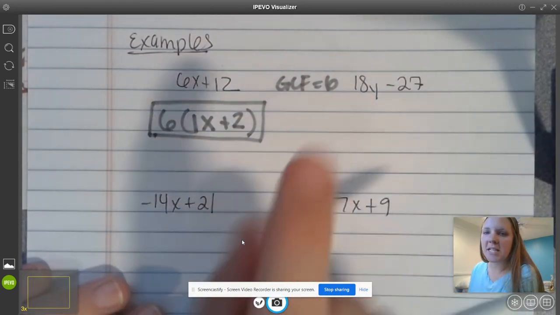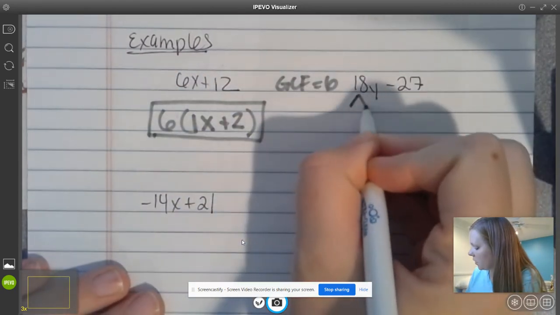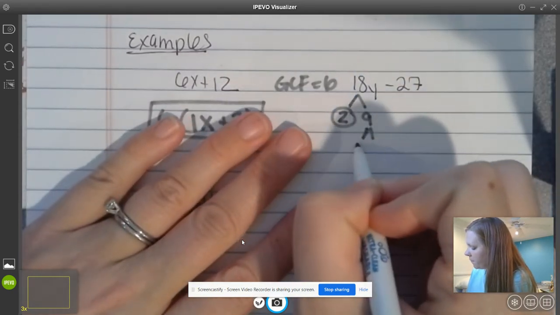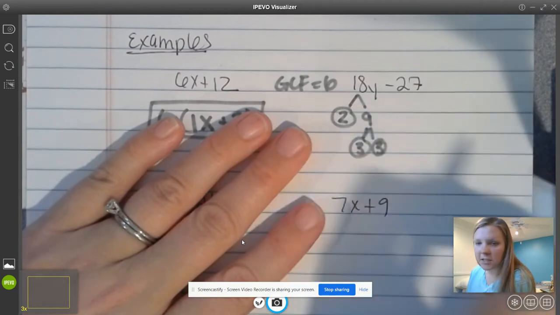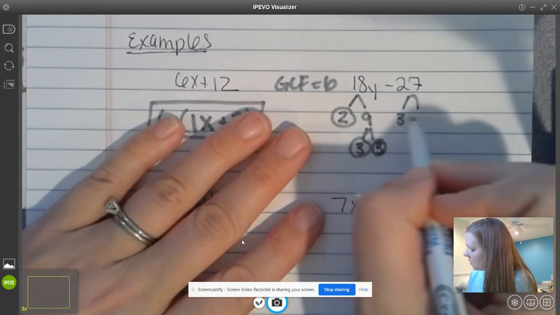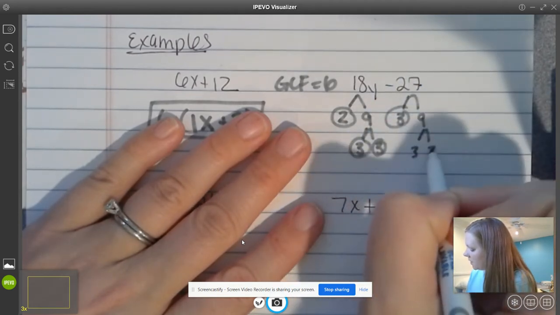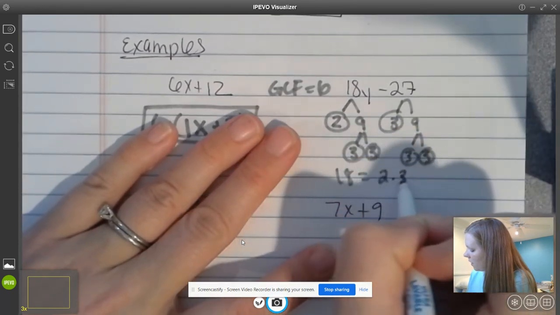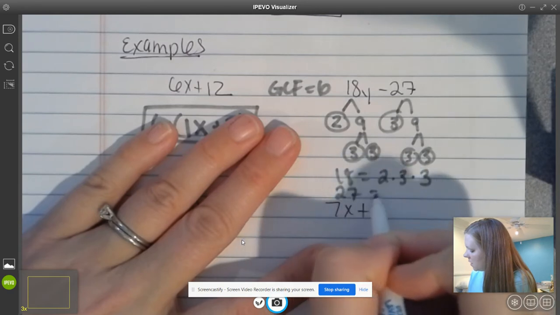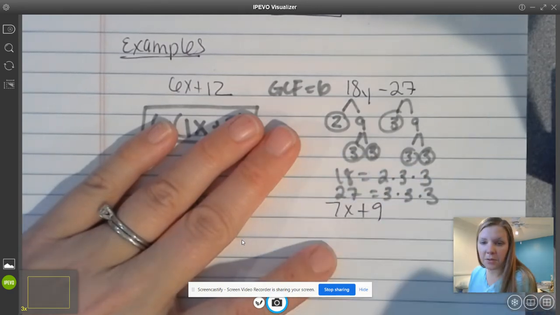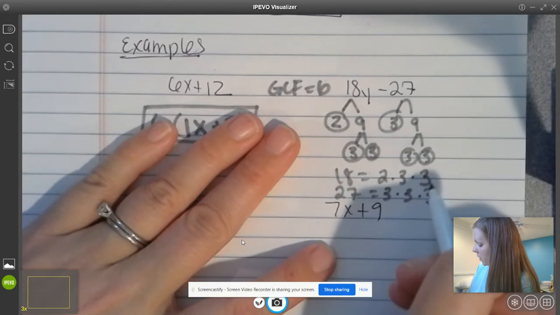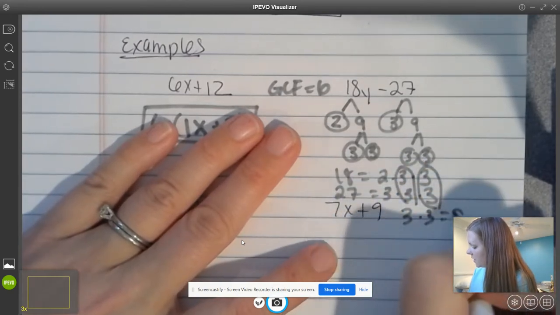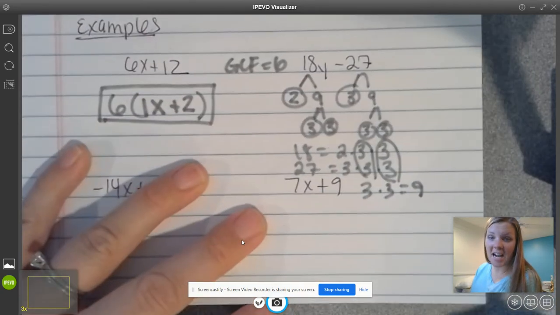For 18 and 27, this greatest common factor is a little bit harder, so maybe I'll do the math out. 18 splits into 9 and 2. 9 is 3 and 3. 27 is 3 and 9. So 18 is a 2 and 3 threes. 27 is 3 threes. So then if you remember, what we do is we're trying to find the ones they have in common. 3 times 3 is 9, so my greatest common factor is 9.